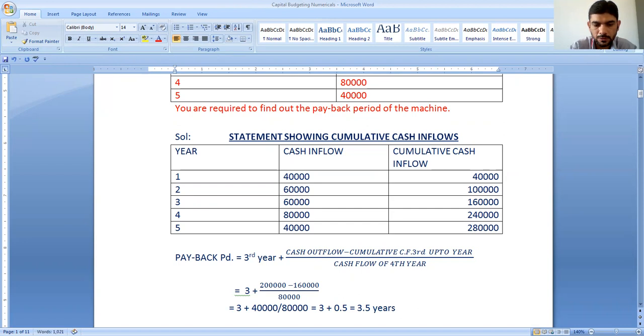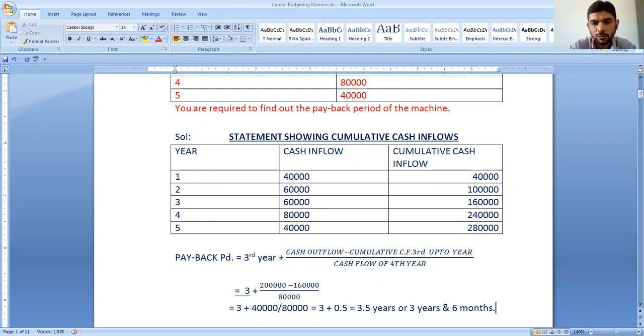or we can say that 3 years and 6 months. We will get back the return in 3 years and 6 months of 2 lakh. So this is your payback period, 3.5 or 3 years 6 months.